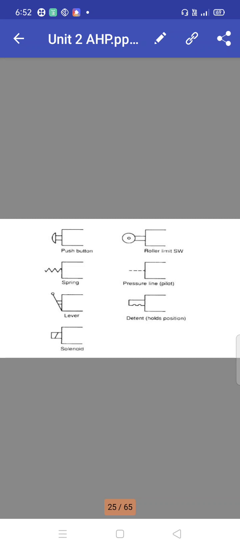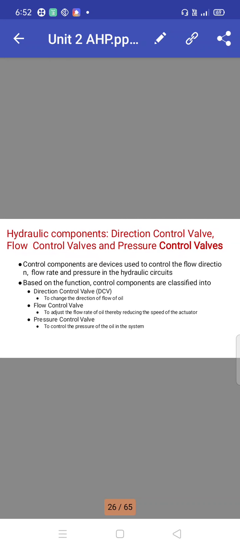So these are the certain representations or symbols used. The first one is specifically the push button, the second one is a spring, the third one a lever, the fourth one a solenoid, and the fifth one a roller limit switch. Then the pressure line, and the last one is the hole positions, which should be stationary.